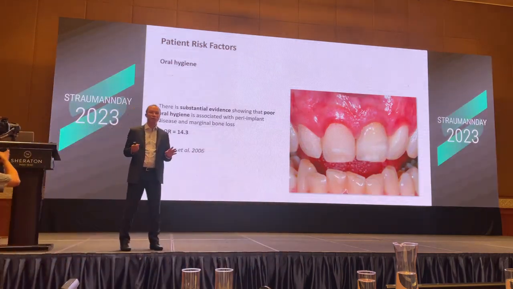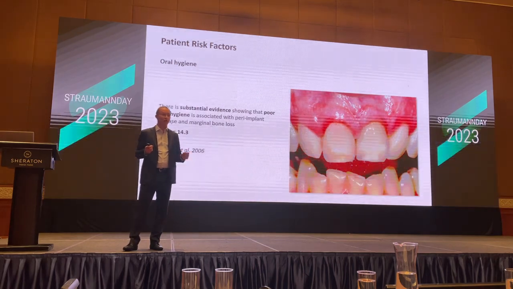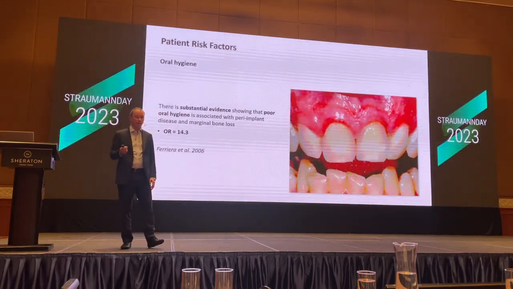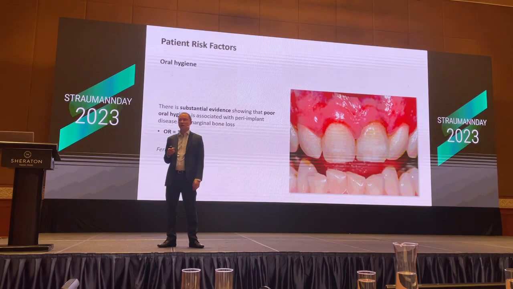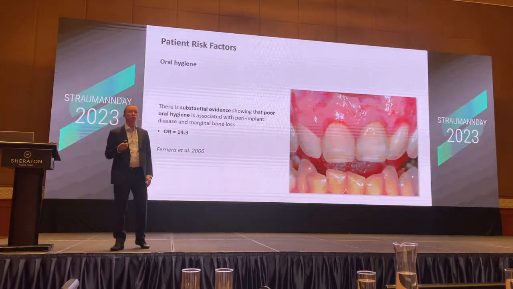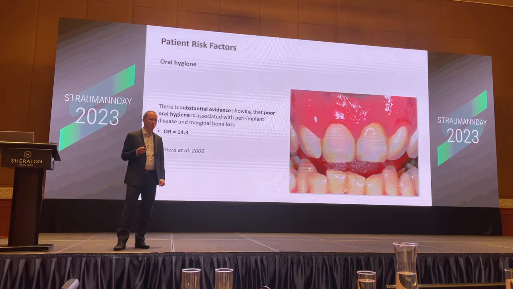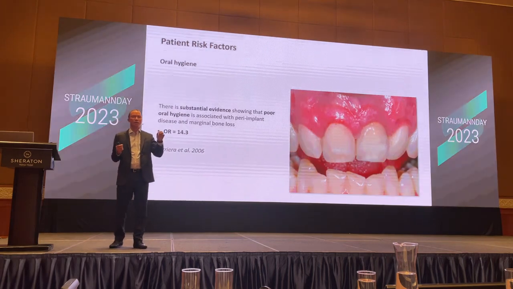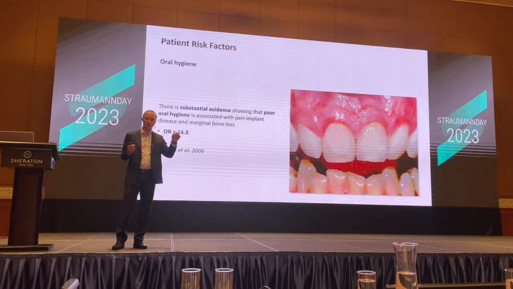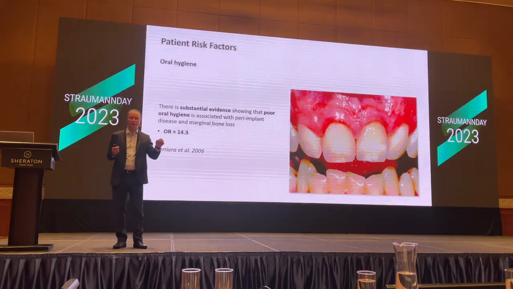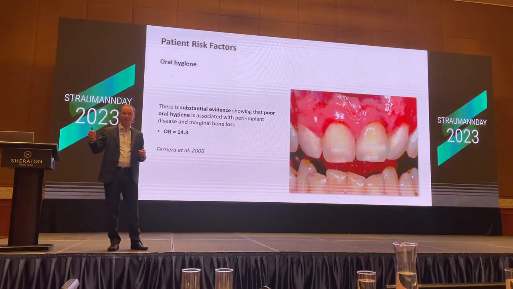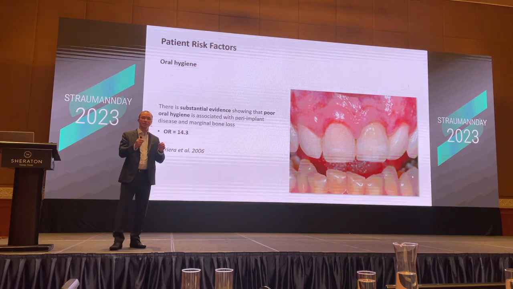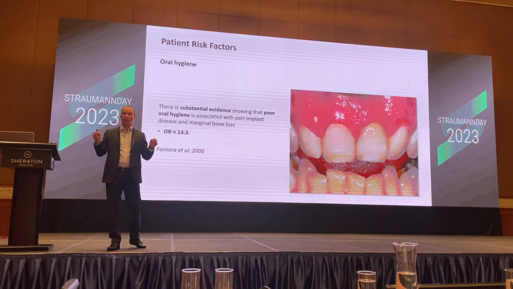I think the number 1 risk factor is oral hygiene or lack of oral hygiene. So there is substantial evidence showing that poor oral hygiene is associated with peri-implant disease and marginal bone loss. So the odds ratio for this is 14.3. So what does this mean? The odds ratio is what are the odds of someone developing a condition or a disease that has the risk factor compared to what the odds of another person getting the disease without the risk factor. So the disease is peri-implantitis, the factor is oral hygiene.